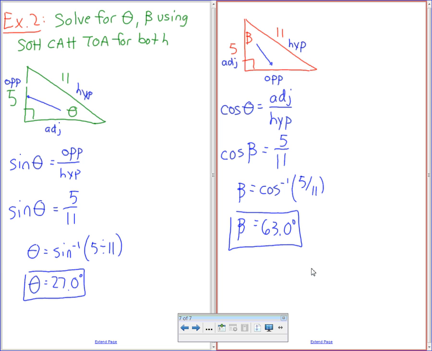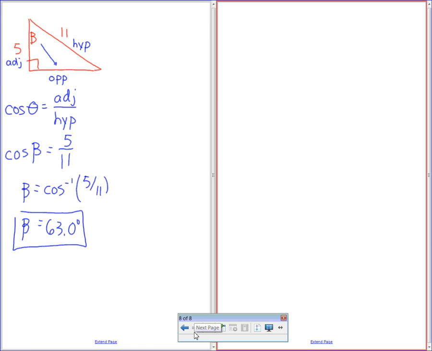All right, let's do a few more here to make sure we're good at this. Example 3, solve the triangle. Okay, guys, can you please do this?